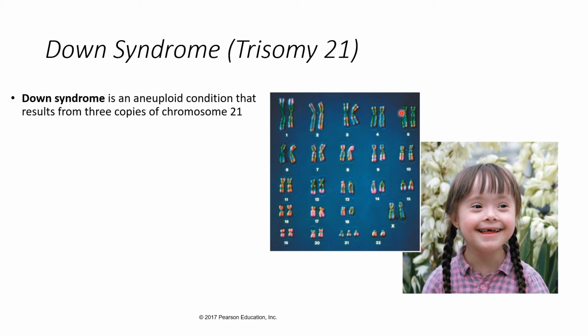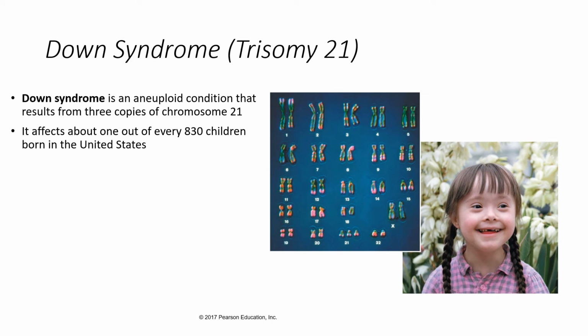So we have our karyotype here. We can see chromosomes 1 through 20 have a single pair of each. 21 has 3 copies. 22 has 2, and then we've got the normal XX combination that produces a female child in this case.